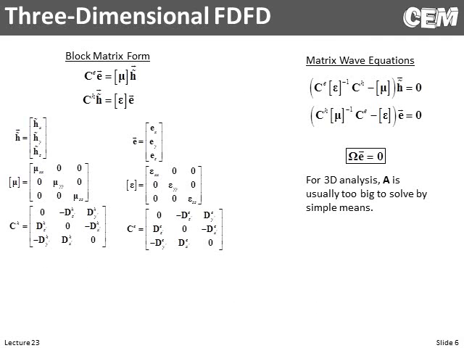Well, now that we have our 2 curl equations, we can substitute one into the other and derive 2 flavors of a matrix wave equation, one in terms of the magnetic field and one in terms of the electric field. So on the left is a reiteration of the matrix curl equations, and then on the right are our 2 possible wave equations, and it's in the form of AX equals 0. And what I'm going to show is this three-dimensional problem is really too big to solve by a direct solution like an LU decomposition.